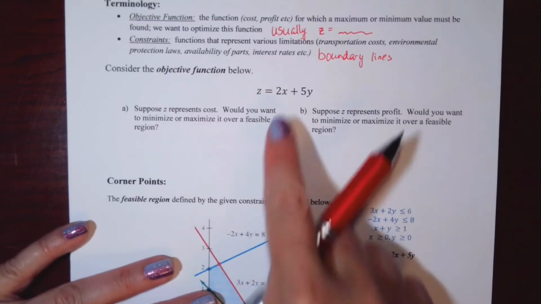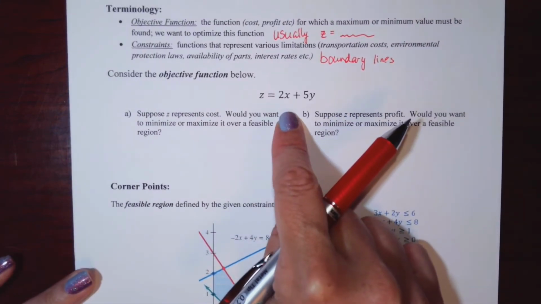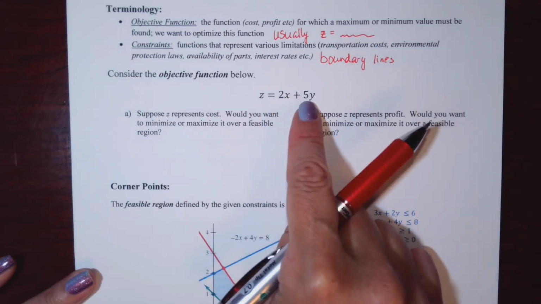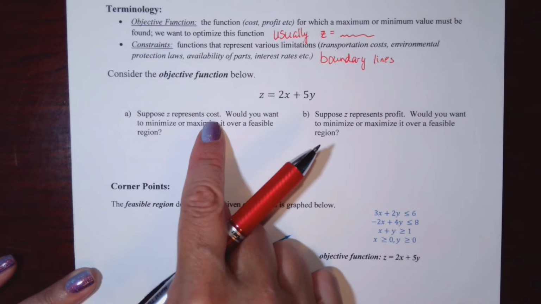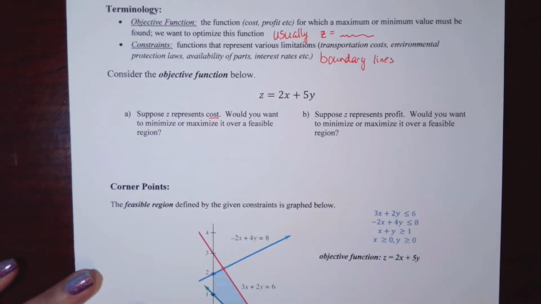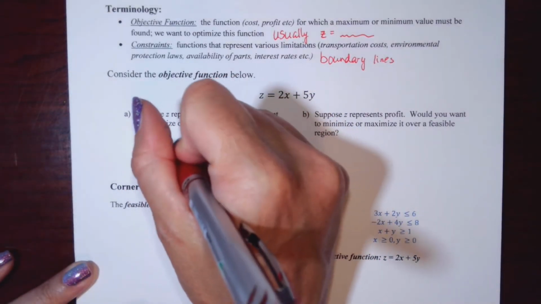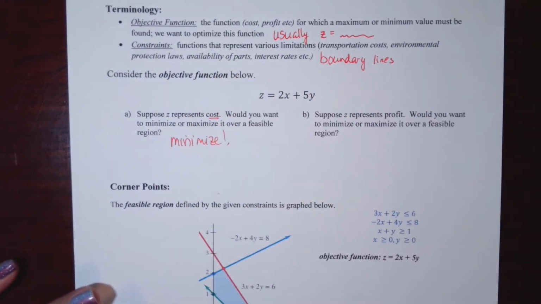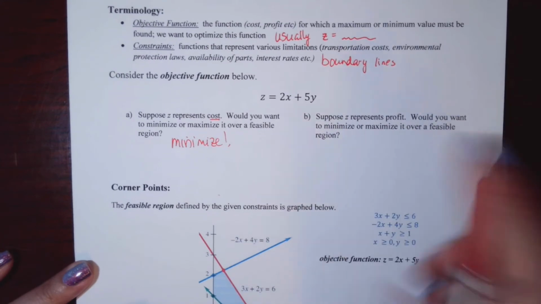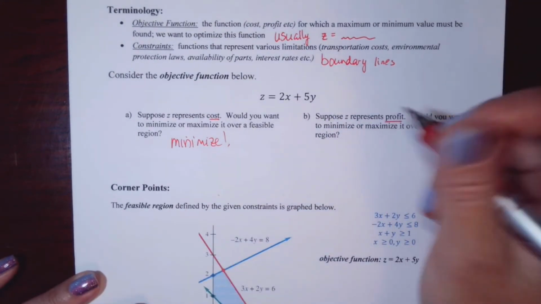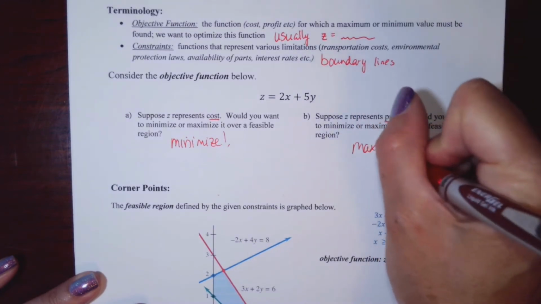Okay, so consider this particular objective function. My key that it's the objective function is z equals 2x plus 5y. Suppose that z represents cost. Would you want to minimize or maximize it over a feasible region? What do you think? Well, usually we are going to try to minimize cost, right? We want to keep our costs low. What if z represents profit? Well, we want to make more money, right? So we want to maximize our profits.